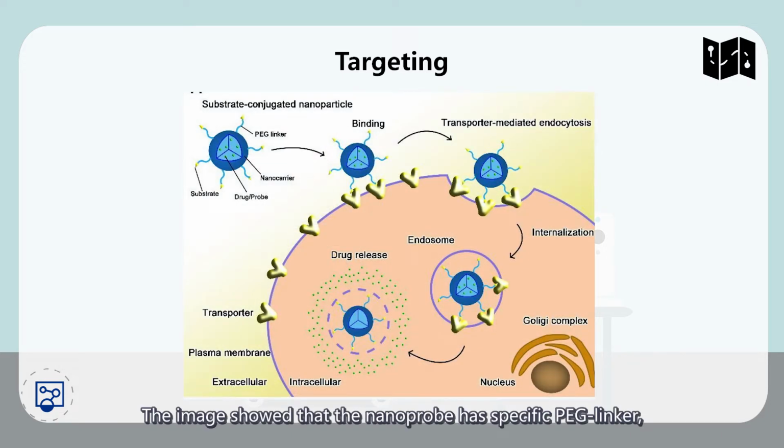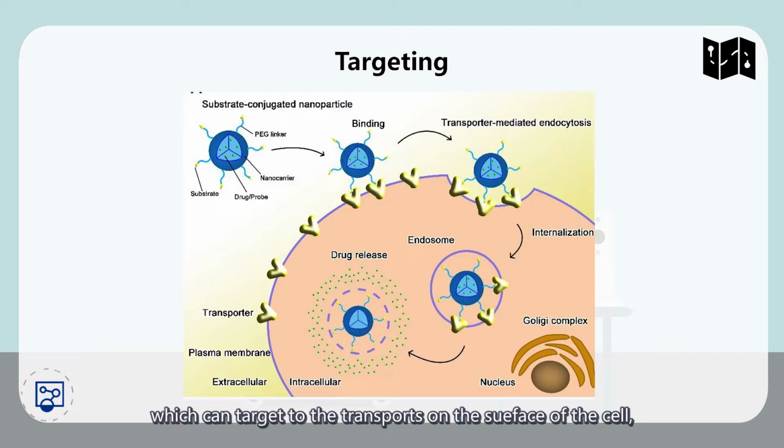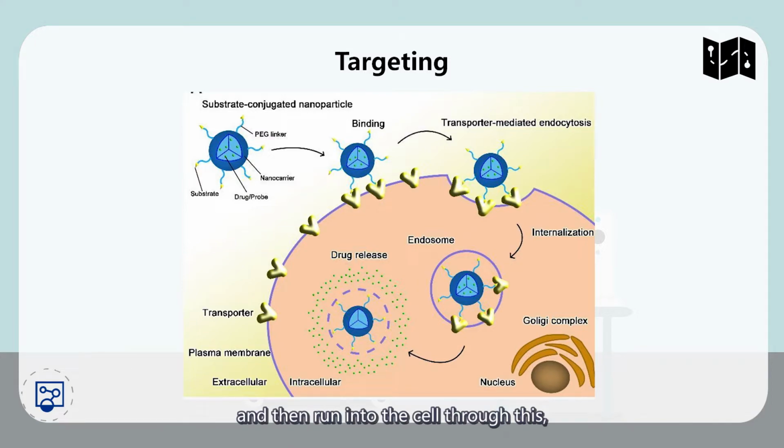The image shows that the nanoprobes have a specific PEG link, which can target the transporter on the surface of the cell and then run into the cell. Through this, it finally achieves targeted drug release, namely targeted therapy, which is similar to targeted imaging.